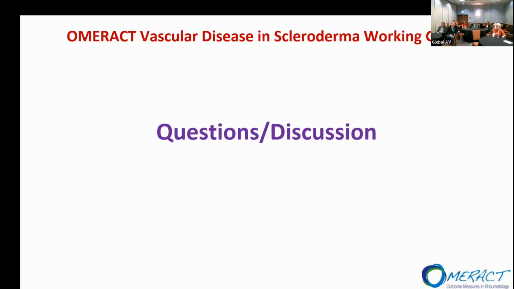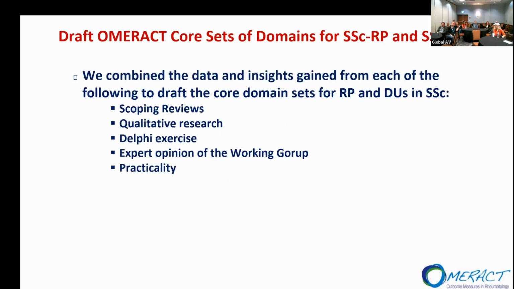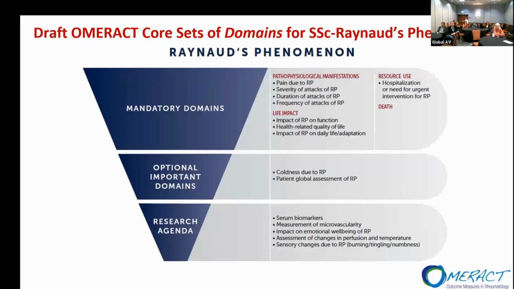So I'm going to show you what our draft core set looks like, and I'm going to start with Raynaud's. I want to remind you that we combined the data and insights from each of the following to get to our core set: the scoping reviews, the qualitative research, the Delphi, and expert opinion of the working group, including our experts and our patients. I think it's not one formula to get there, and you have to massage it to make it somewhat practical and make sense. So here's where we're at now.